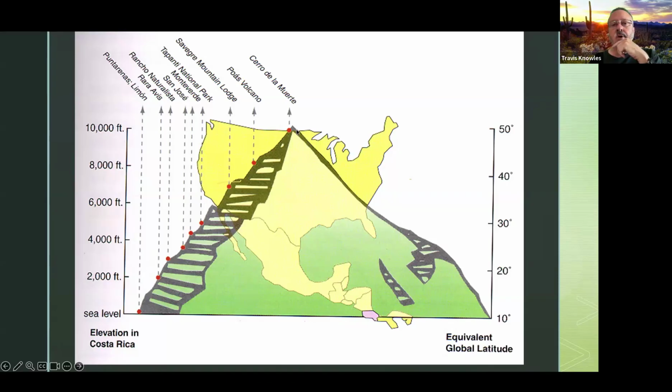So if you go to the top of Cerro de la Muerte, you find plants and animals that are much more similar to what you might see up here in the northern United States and southern Canada at about 50 degrees north latitude, north of the equator. So this is the parallel between altitude and latitude. It gets colder as you go north, it gets colder as you go up in altitude, and the plant and animal communities reflect those climate differences as you move up and down mountains or north and south of the equator.